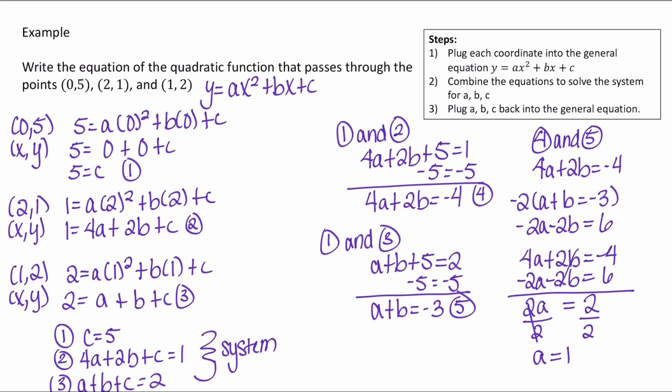So I have a equals 1, so you can see I'm starting to get some of these values for these variables, right? I have c equals 5, a equals 1. Now I need to solve for b. You can pick any equation that you want to solve for b. I'm just going to use equation 5.